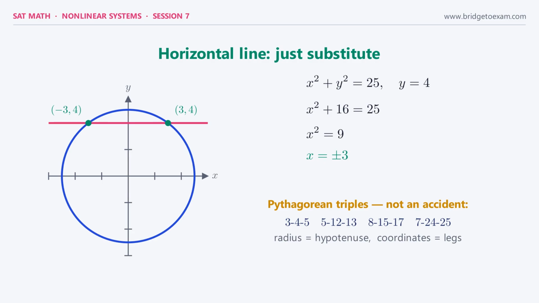Now look at those numbers, 3, 4, 5. That's a Pythagorean triple. And that is not an accident. The radius is the hypotenuse, and the x and y coordinates are the legs. The SAT builds these problems from triples on purpose, so the arithmetic stays clean. Learn to recognize them. 3, 4, 5, 5, 12, 13, 8, 15, 17, 7, 24, 25. The moment you see radius 13 and a line at y equals 12, you should already be thinking 5 before you write anything down. And of course, plus or minus.